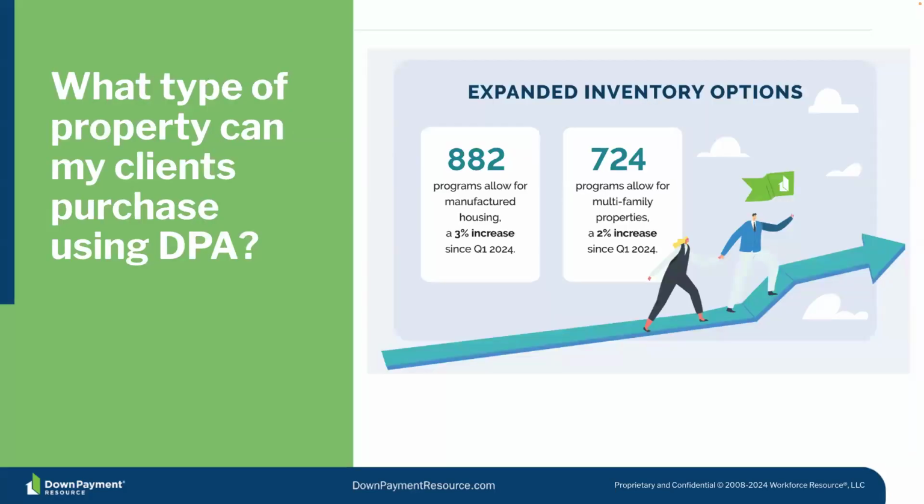In that same report, we also reported on growth in homebuyer assistance programs that expanded inventory options for homebuyers, which includes support for manufactured housing and 2 to 4 unit properties, of course, so long as they are owner occupied. Just since last quarter, there has been a 3% increase in programs that allow for manufactured housing and a 2% increase in programs that allow for multifamily properties.